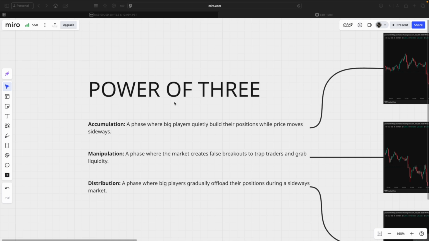This is an ICT concept and it consists of accumulation, manipulation, and distribution. Now, what is accumulation? It's a phase where big players quietly build their positions while price moves sideways. Manipulation, a phase where the market creates false breakouts to trap traders and grab liquidity. Distribution, a phase where big players offload their positions during a sideways market.